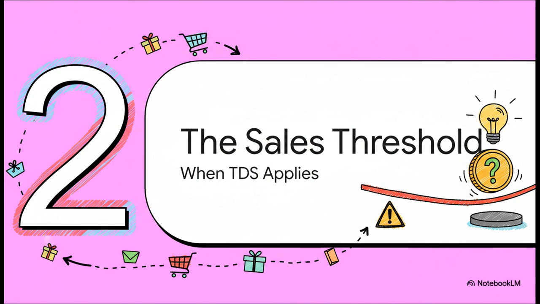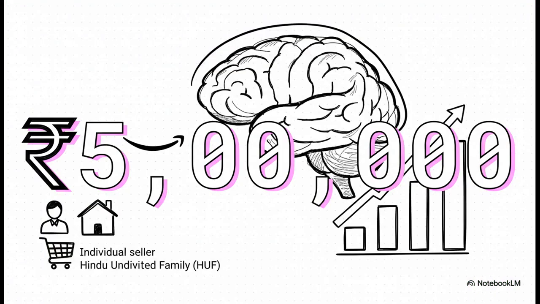Now, here's a really important thing to know. This tax doesn't apply to every single seller from day one. Nope. There's a specific sales threshold you have to cross first. You can kind of think of it like a tripwire for the tax deduction. And here it is, 5 lakh rupees. If you're registered as an individual seller, or what's known as a Hindu undivided family, or HUF, this is the magic number. It's the single most important figure you need to keep an eye on throughout the financial year.